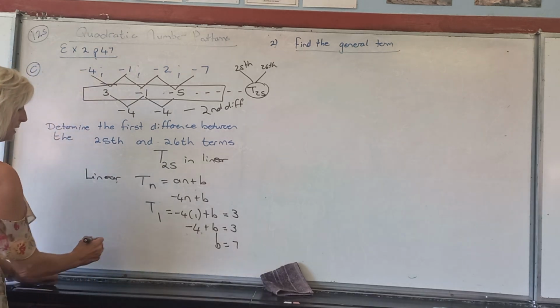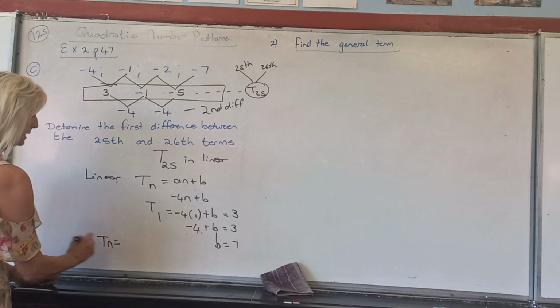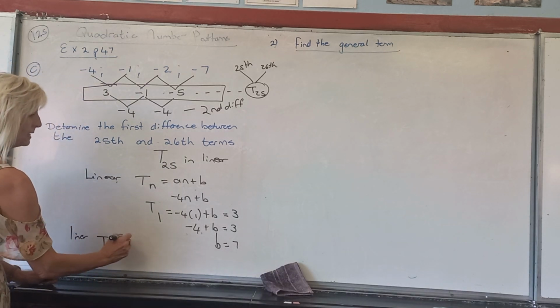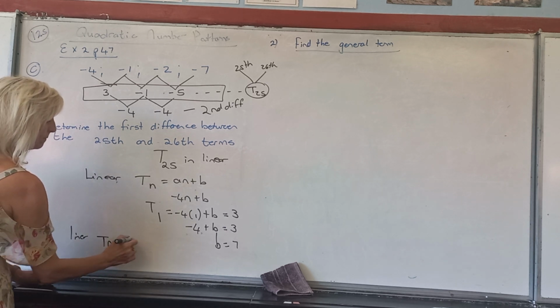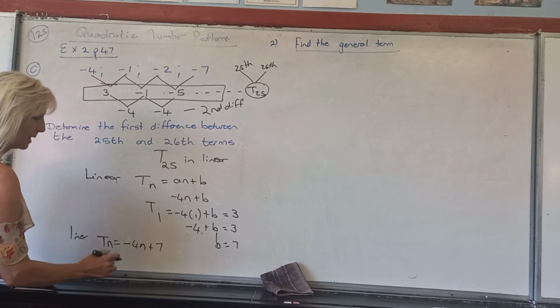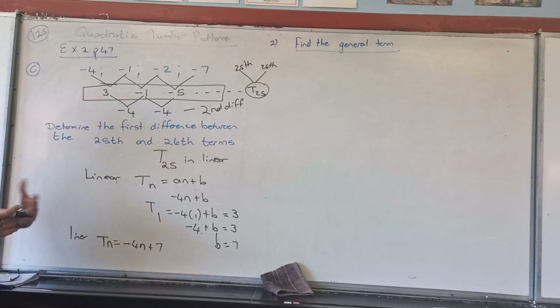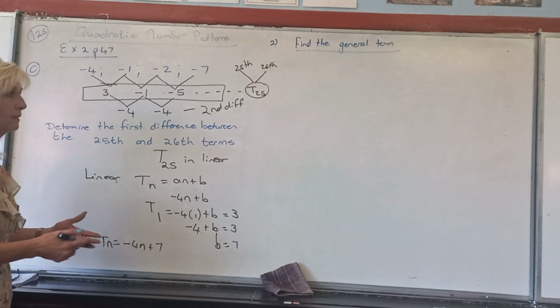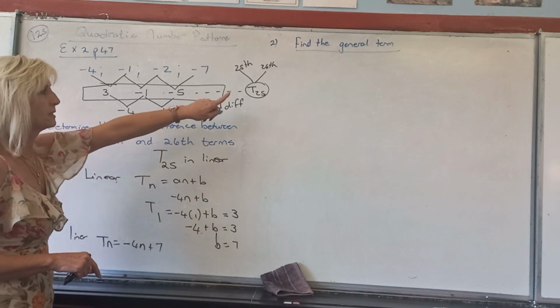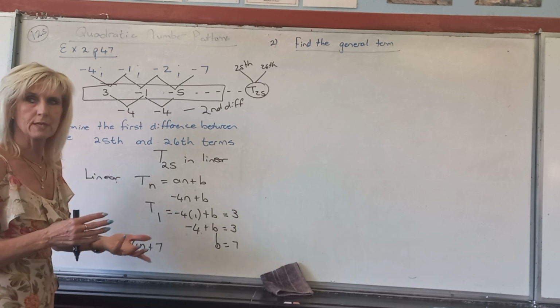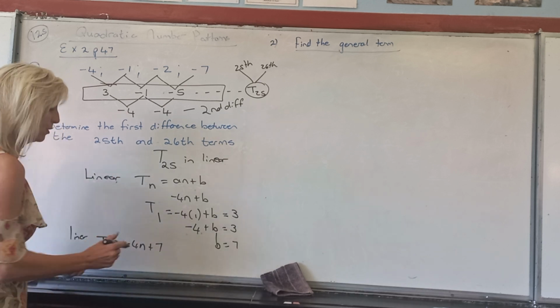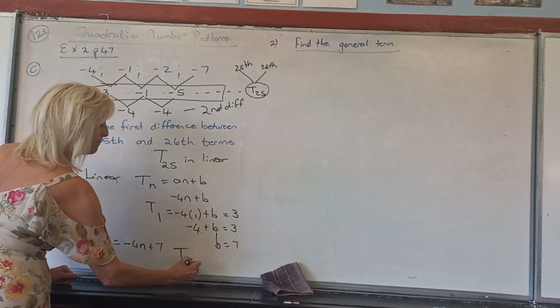What did I just find? That the general term of the linear pattern is negative 4n plus 7. Am I finished? No, I didn't answer the question. They wanted me to find the 25th term, which you might have thought is the 26th term, so you'd lose 1 mark for not knowing that it would be the 25th one.